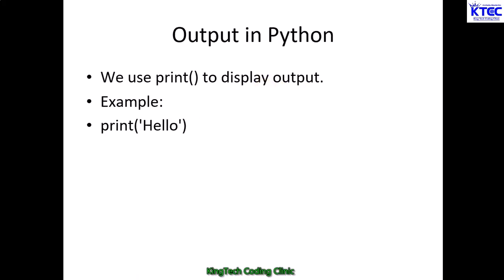Now, output in Python. We use the function print to display output. If you want to display something on the screen, let's say welcome home, you can say print welcome home, and that will be displayed on the screen. Example, print hello, and you see hello on the screen.